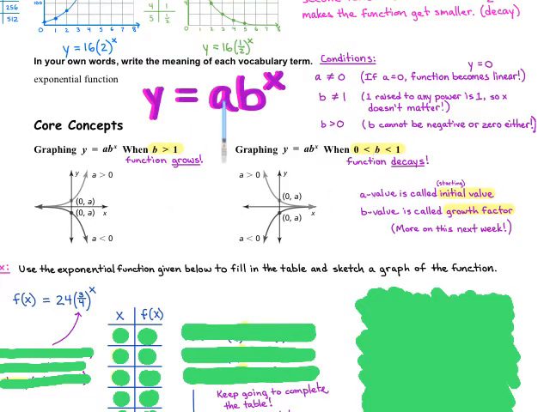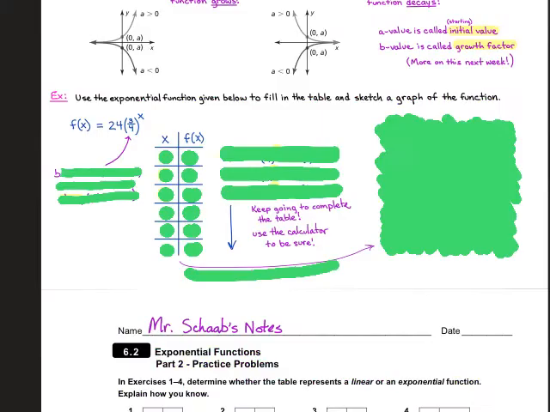The a value in the function right here is called the initial or starting value. Both terms mean the same thing, so they're both acceptable. And the b value, the base, remember, not the exponent, is called the growth factor. So initial value for a, growth factor for b. Now you have all the information you need.